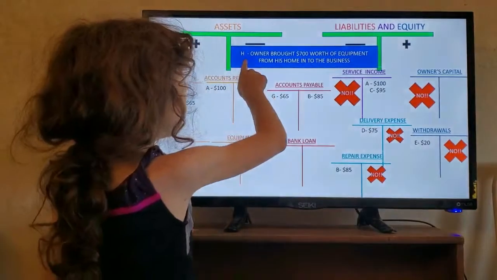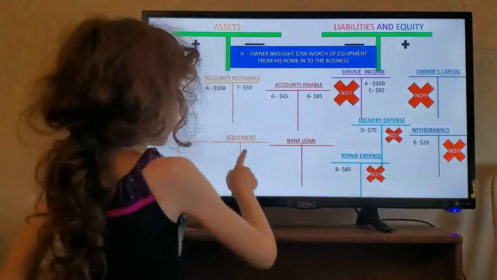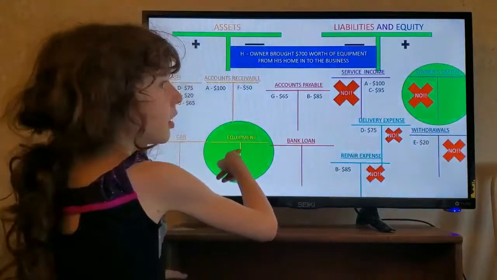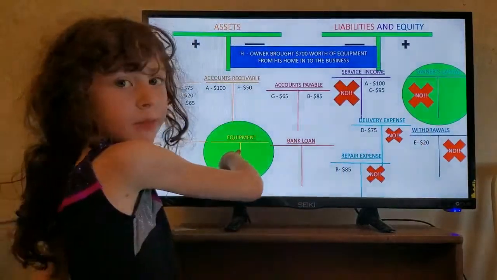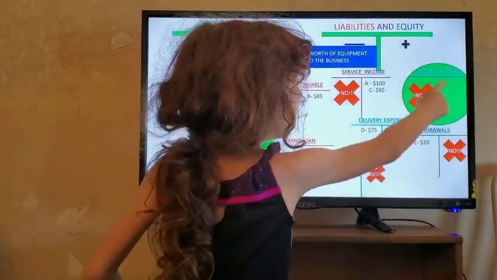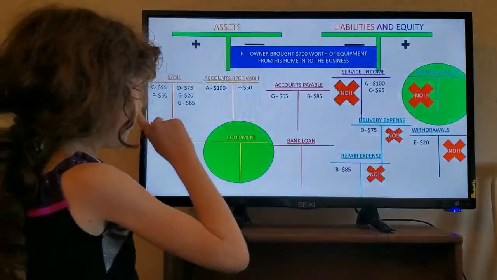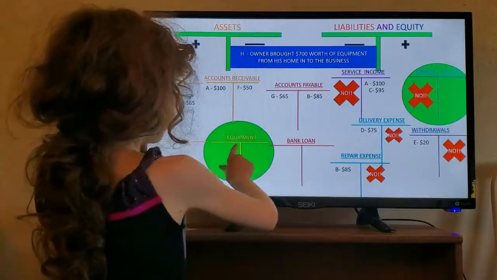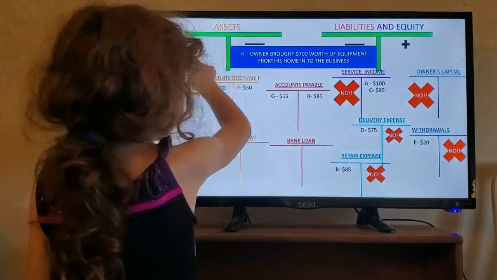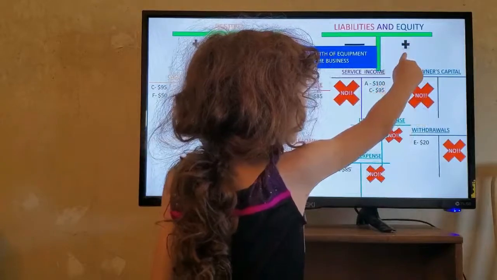Transaction H. Owner brought $700 worth of equipment from his home into the business. Equipment will change and owner's capital will change. Equipment will change because the company has more equipment, and owner's capital will change because the owner is giving more equipment. So equipment is an asset and it's plus, so it has to be debit. Owner's capital is also plus, but it's an equity, so it has to be credit.